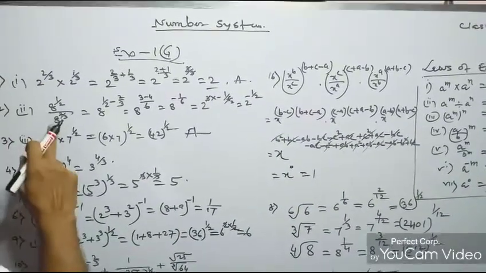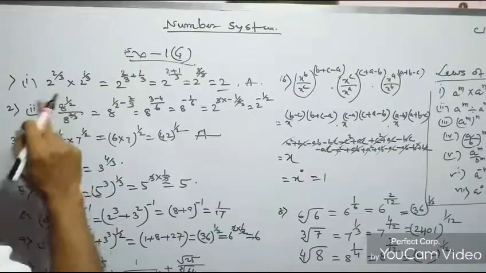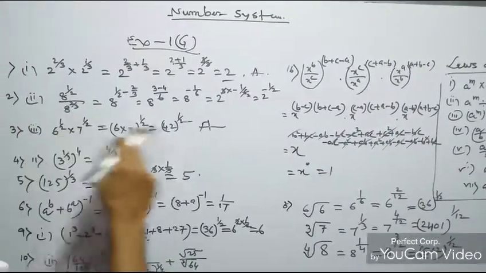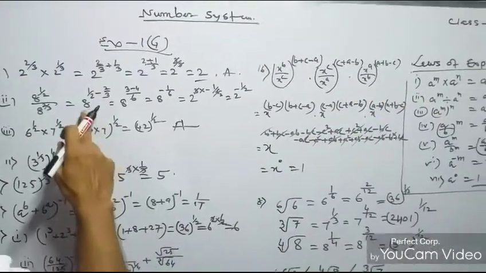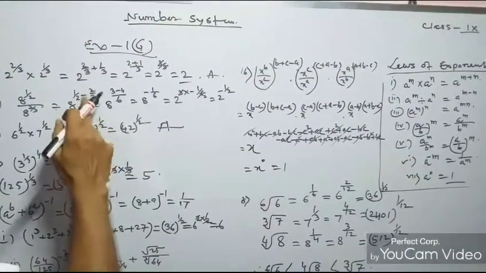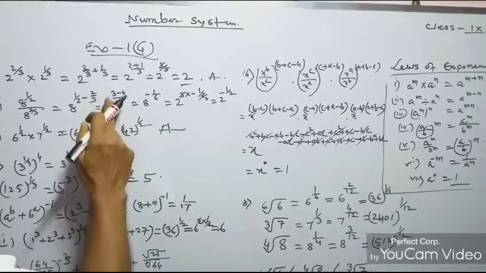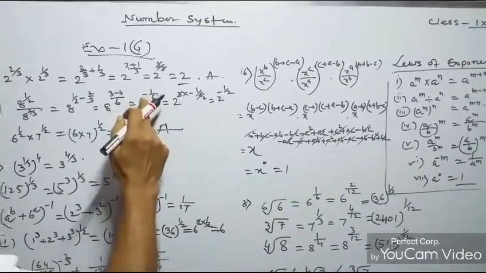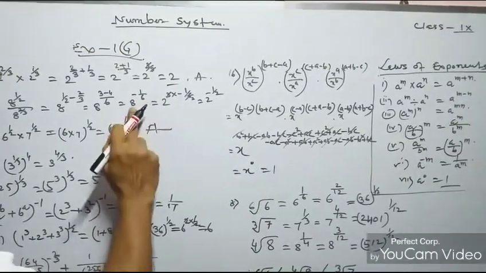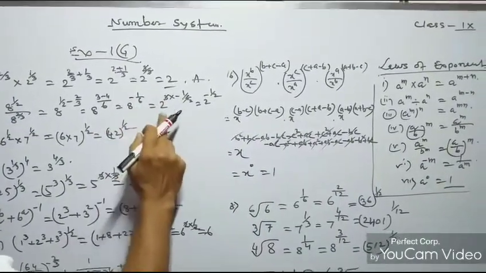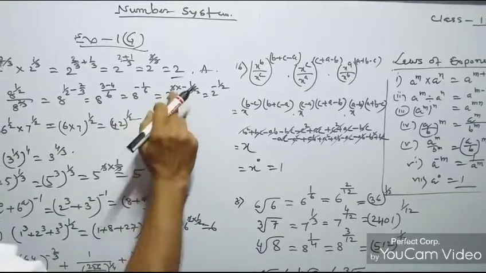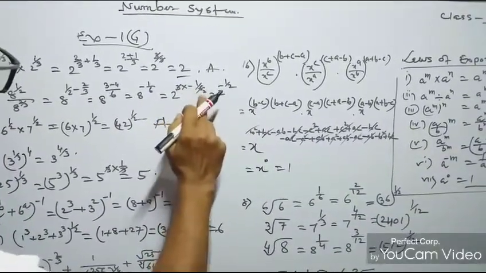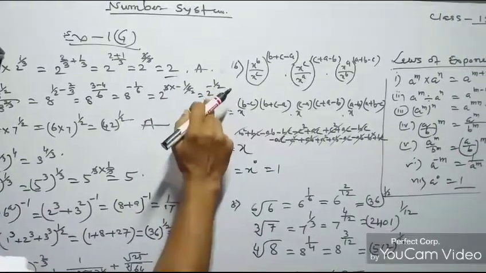Number 2 is 8 to the power half divided by 8 to the power 2 by 3. Bases are the same. See, the second formula we are using over here: 8 to the power (half minus 2 by 3). This is actually coming (3 minus 4) by 6, it is coming minus 1 by 6. 8 to the power minus 1 by 6, you know that 2 to the power 3 equals 8. So we are putting over here 2 to the power 3 into minus 1 by 6. It is coming, cut it off, and this is coming minus 1 by 2. That is 2 to the power minus 1 by 2.